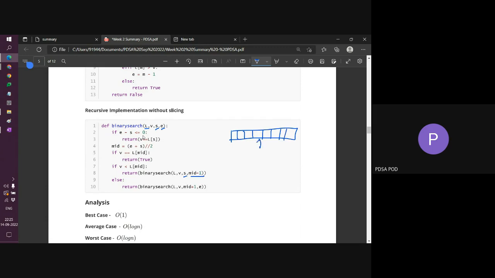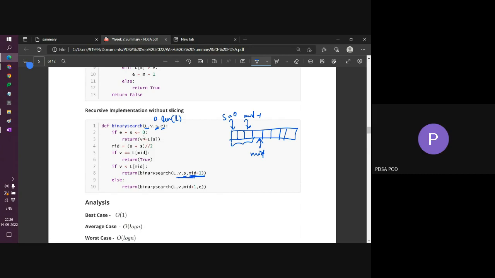So I have a mid value here, right? Now, if my value V, the value that I'm searching for, is less than L of mid, then my new list, the list of the indexes which I have to search, is from S. So S is the starting, say 0 to length of L. Now the end of the range that I have to look for is mid minus 1, which is here. So S is still 0, and this is the end of the list, which is mid minus 1. So my new list is this one. That is what it is showing.